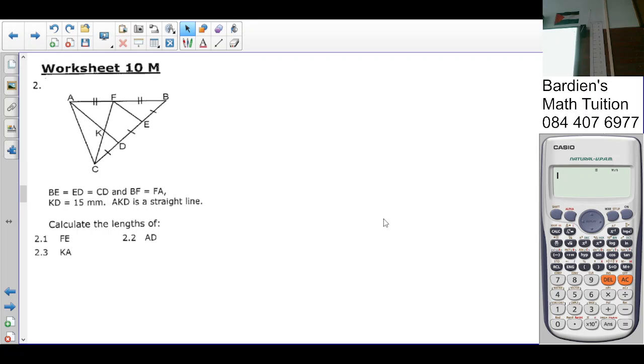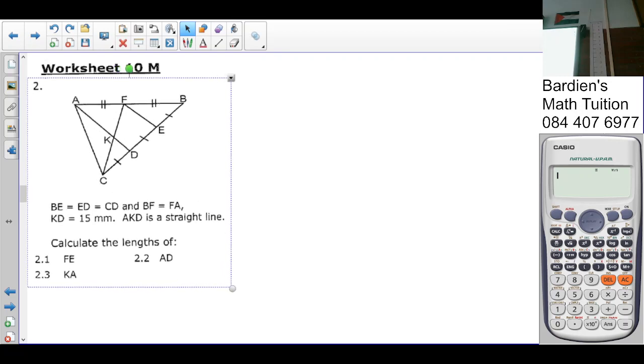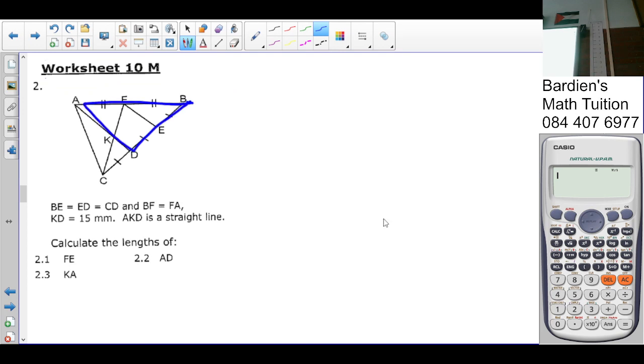Okay. So we are told that BE is equal to ED. So BE is equal to ED, which is equal to CD. So all these lengths are equal. Okay? What do you see here, people? And then we are told that BF is equal to MA. What do you see here? The midpoint theorem again. Can you see that? So we know that FC is parallel to AD.